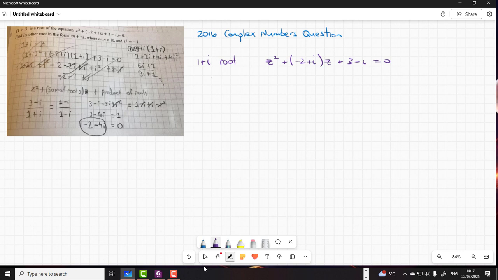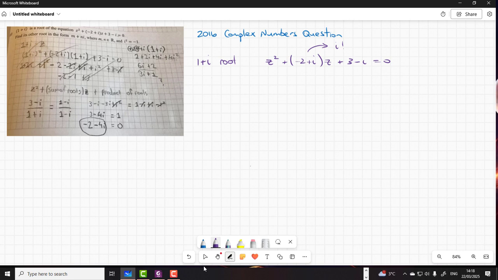Now, if the quadratic equation has coefficients that are all real, so a quadratic in the form az squared plus bz plus c equals 0, and a, b, and c are all real numbers, well then the roots occur in conjugate pairs, meaning that 1 plus i would be a root and 1 minus i would be the other root. Now that's not the case in this question because we can see that the coefficient of z has an i in it. And if it has an i in it, that rule about the roots being conjugate pairs goes out the window. So let's proceed knowing that.